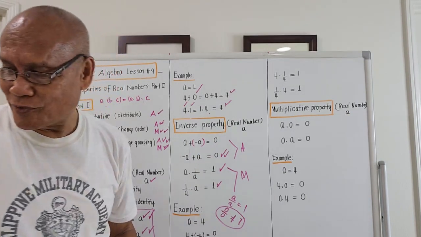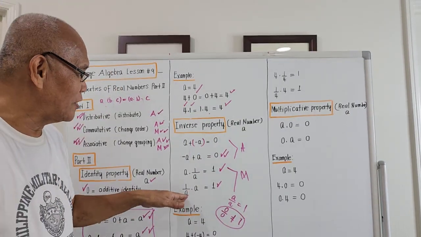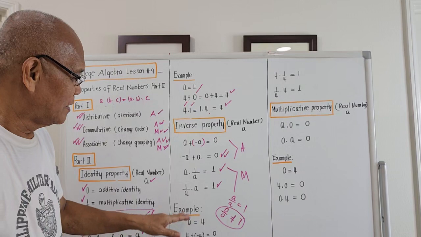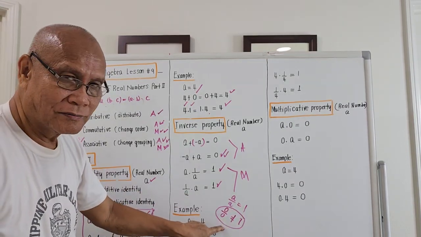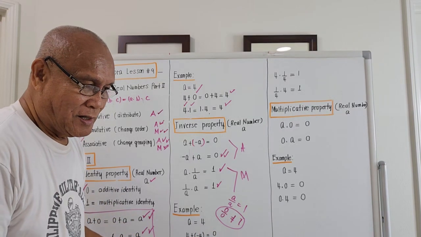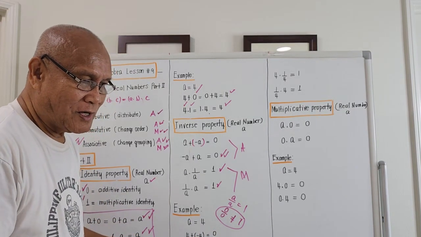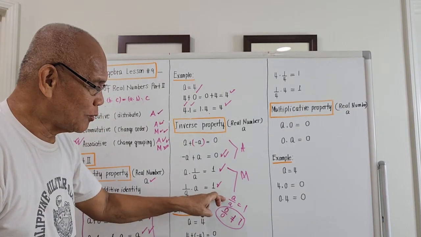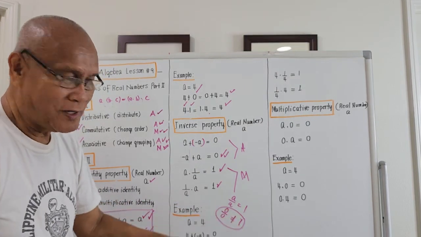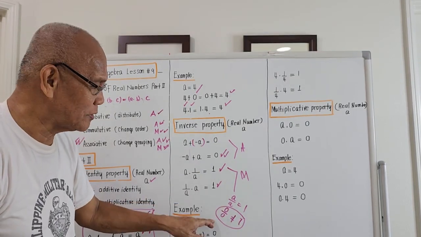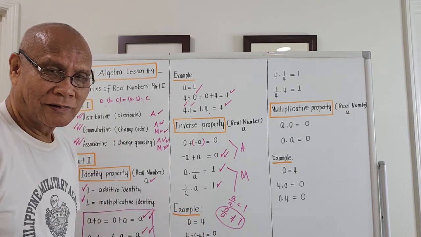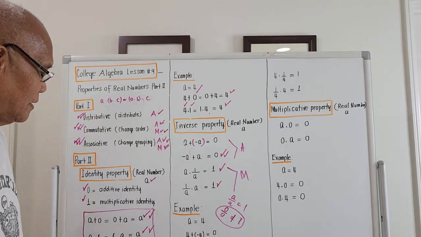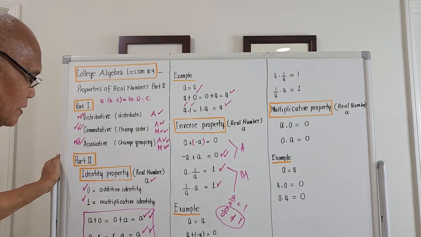So the exception here is under the multiplication, under the inverse property: any number divided by itself is equal to 1 except 0. Because there will come a time when this 0 over 0 will be another topic, okay? There will be an explanation for this. How come 0 over 0 is not equal to 1? That will be another topic.